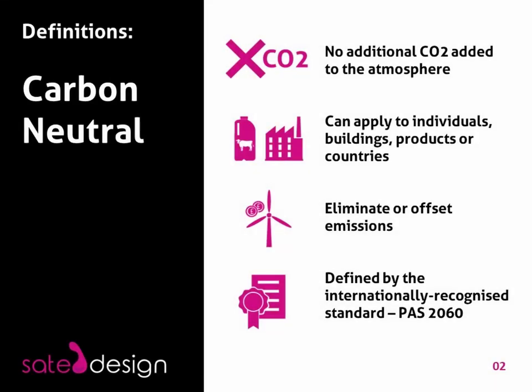Something is described as carbon neutral when no additional carbon dioxide is added to the atmosphere during its creation or operation. The term carbon neutral can apply to individuals, companies, buildings, products, or even countries. Carbon neutrality can be achieved by eliminating emissions where possible and by offsetting emissions that can't be eliminated. A typical example would be the reforestation and carbon storing in agriculture.